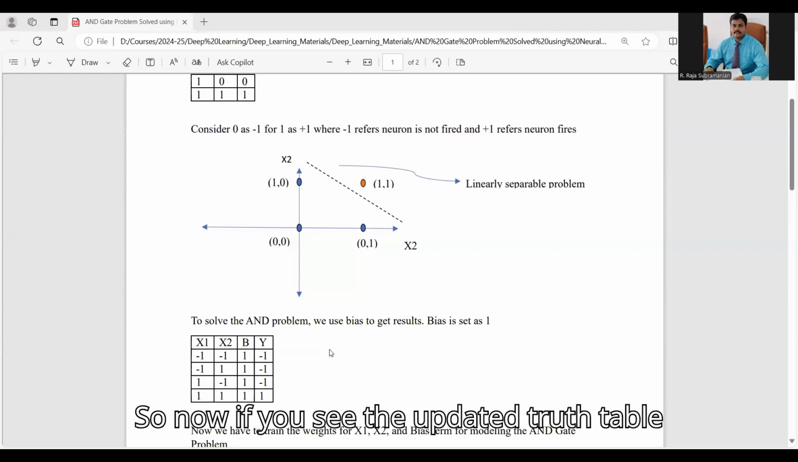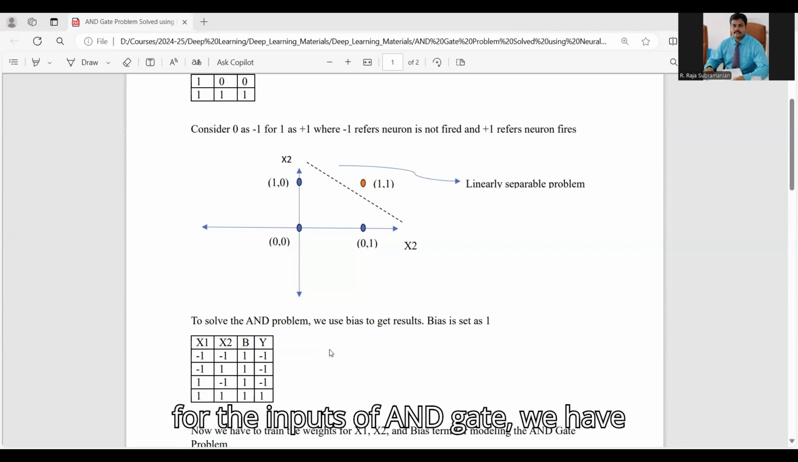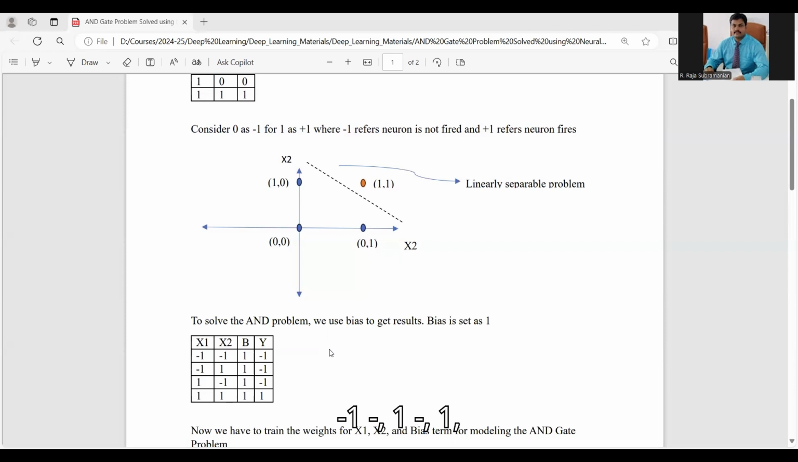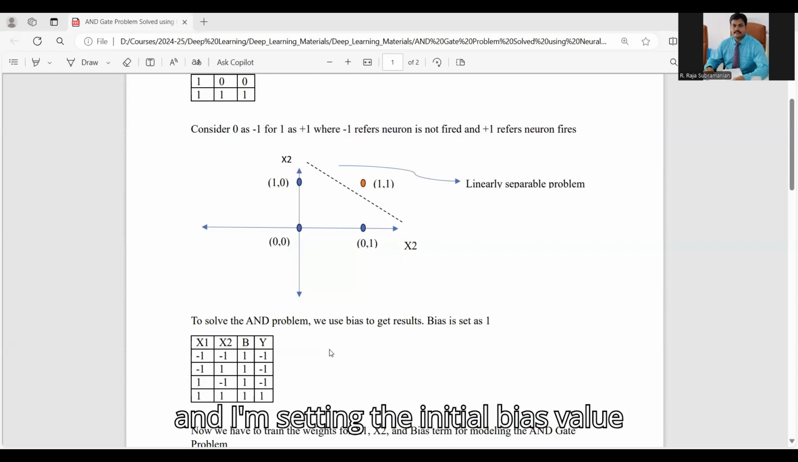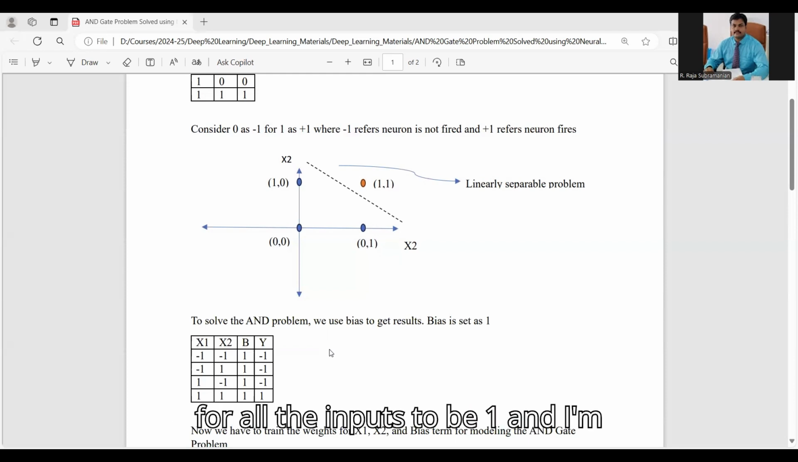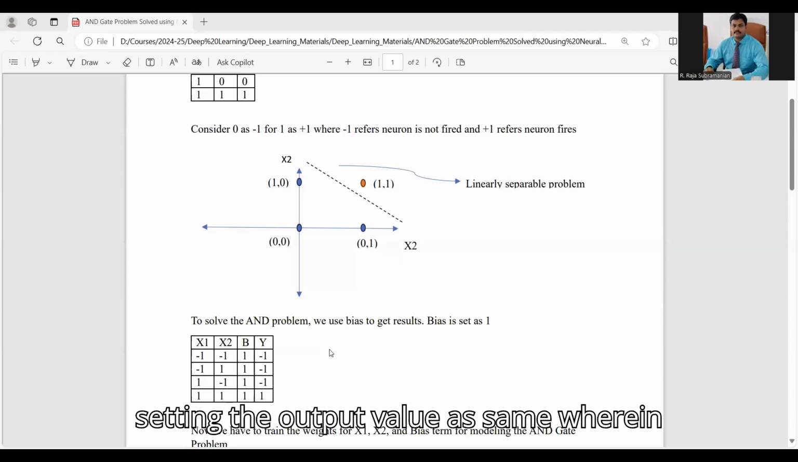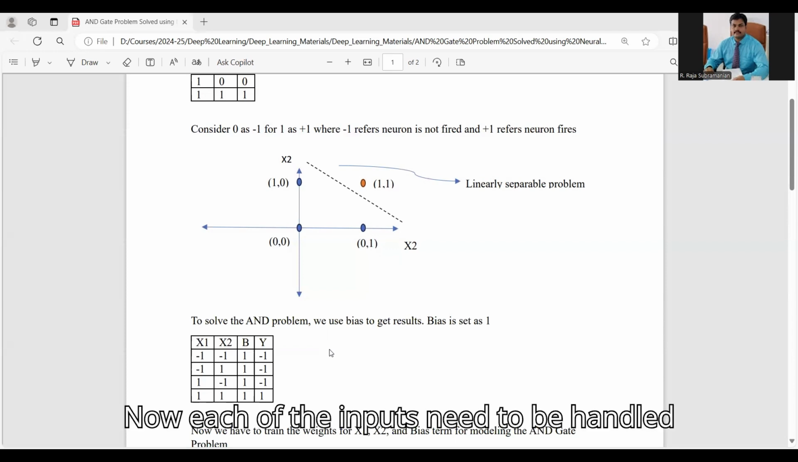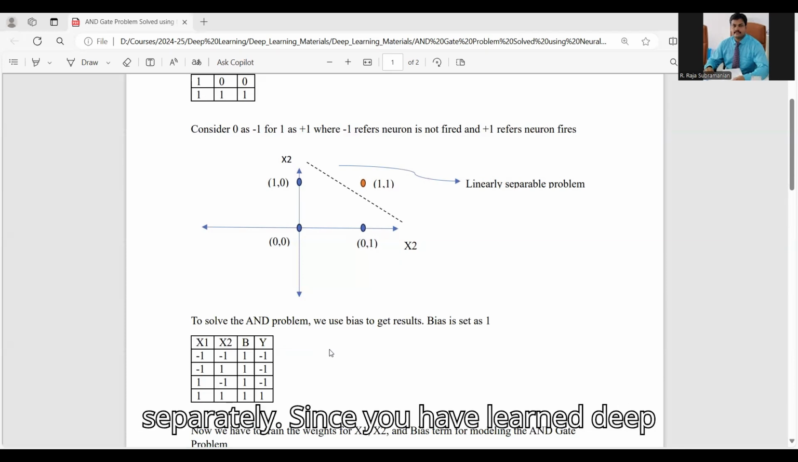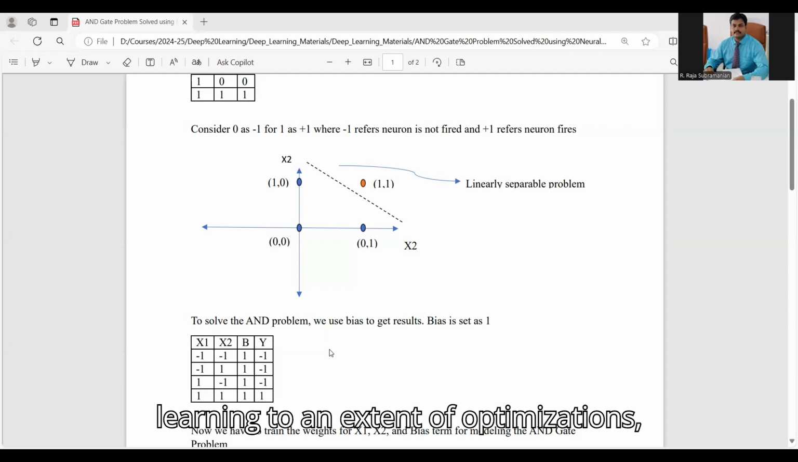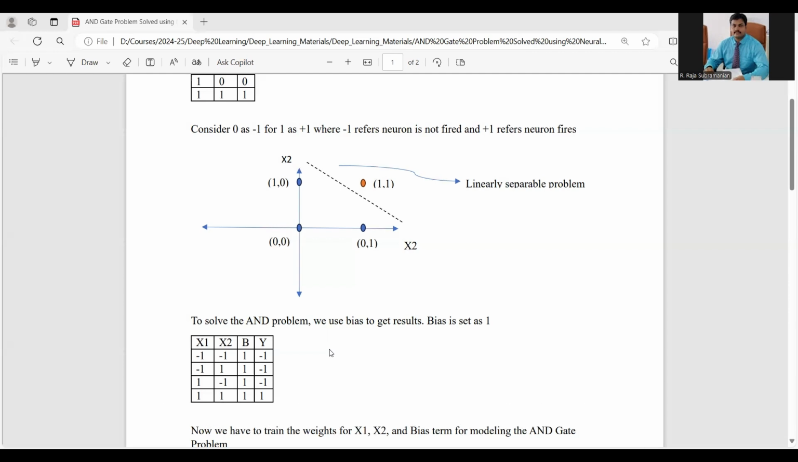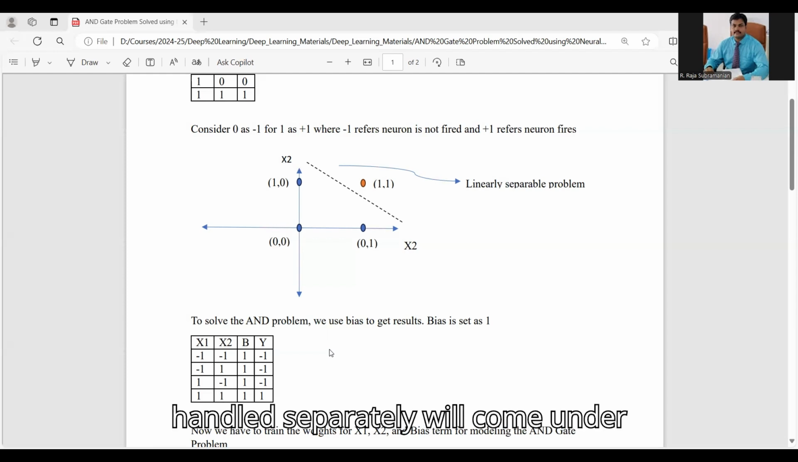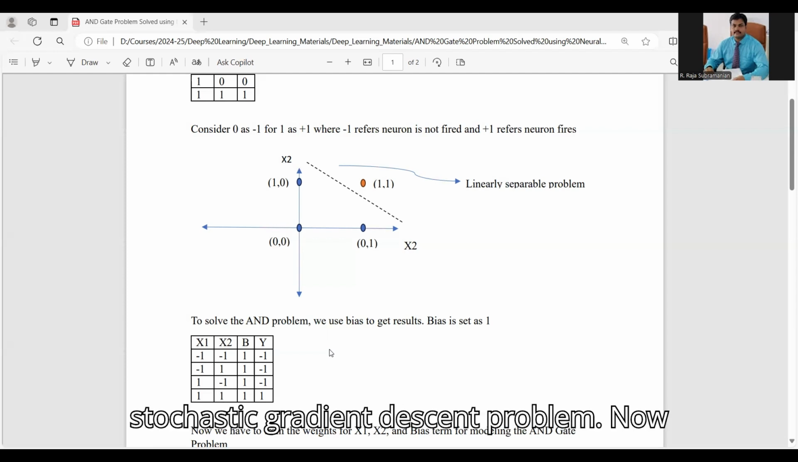Now if you see the updated truth table for the inputs of the AND gate, we have minus 1, minus 1, minus 1, 1, 1, minus 1, 1, 1, wherein 0 is replaced by minus 1. And I'm setting the initial bias value for all the inputs to be 1. And I'm setting the output value the same, wherein 0 is replaced with minus 1. Now each of the inputs needs to be handled separately. Since you have learned deep learning to an extent of optimizations, you know that each input being handled separately comes under the stochastic gradient descent problem.